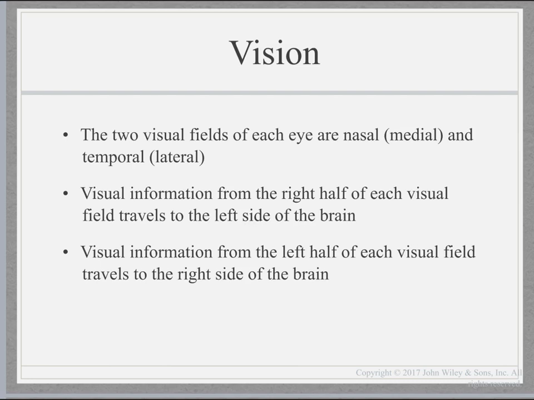Visual information from the right half of each visual field travels to the left side of the brain. There's that decussation again. So everything from the left eye is really translated on the right side of the brain, and right eye to the left side, vice versa. Visual information from the left half of each visual field travels to the right side of the brain.